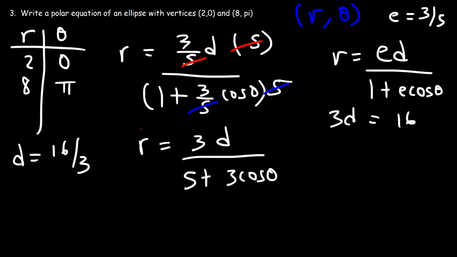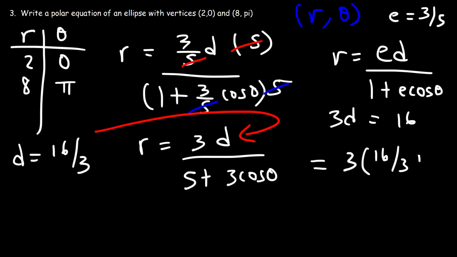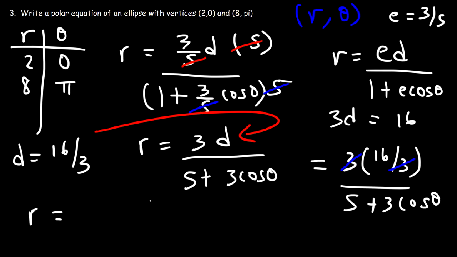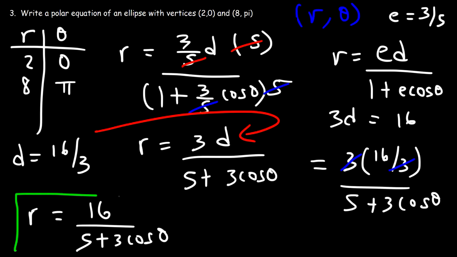So now let's plug that into this expression. So that's going to be 3 times 16 over 3 over this stuff. And so the 3's will cancel, and we could write the final answer for this problem. So the polar equation for this particular ellipse is r equals 16 over 5 plus 3 cosine theta. And so this is the answer.